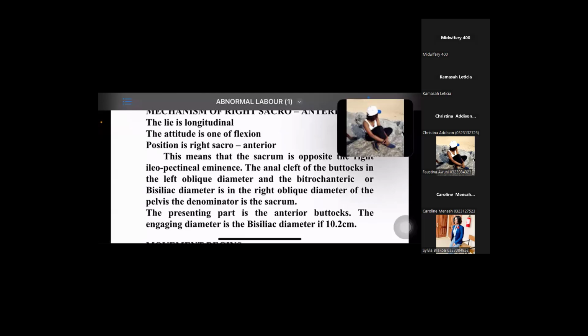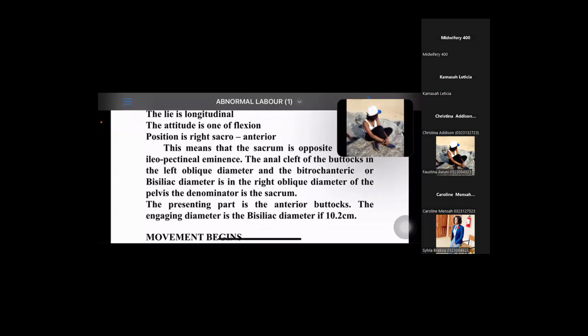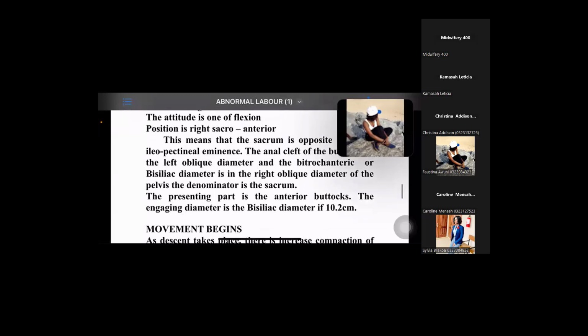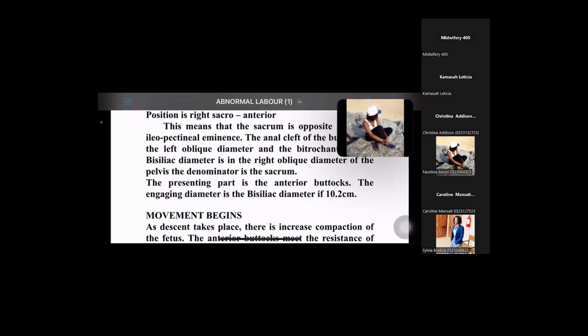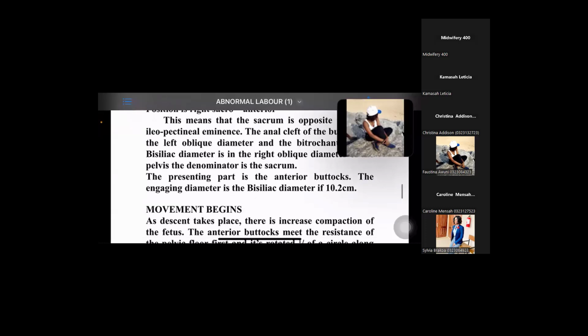The anal cleft of the buttocks is in the left oblique diameter and the bitrochanteric or iliac diameter is in the right oblique diameter of the pelvis. And then the denominator is the sacrum, as she said earlier. The presenting part is the anterior buttocks. The engaging diameter is the bitrochanteric diameter of 10.2 centimeters.